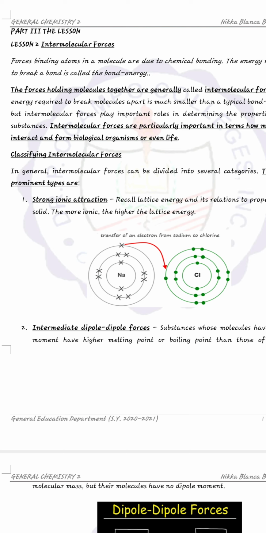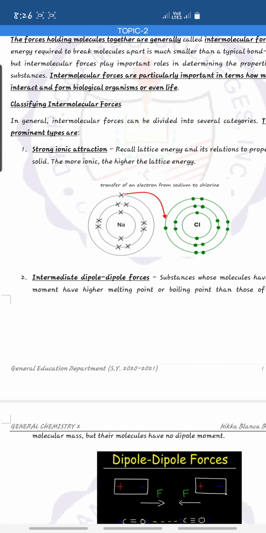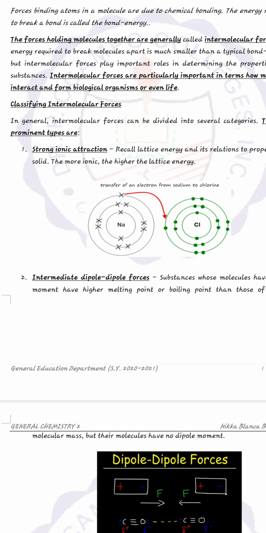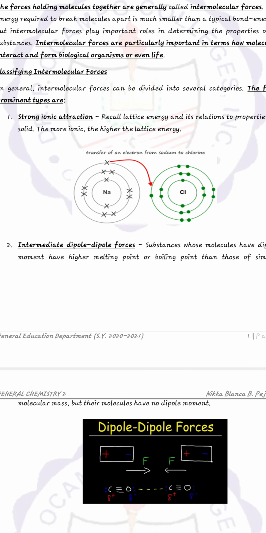So pertaining to the periodic table, there are two important elements that give the example of strong ionic attraction: magnesium, 2 positively charged, combined with oxygen, which is 2 negatively charged. Okay? Always remember that one. So that is the first prominent type of intermolecular forces. Okay? Let's move now to the second prominent type of intermolecular forces, which is the dipole-dipole forces.